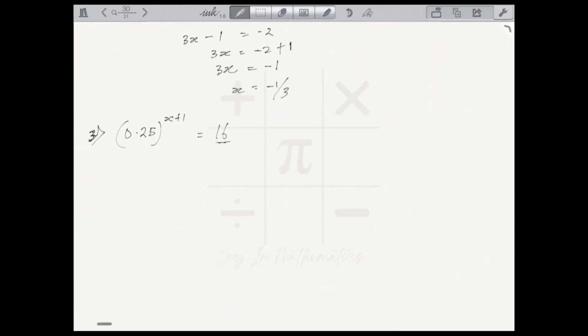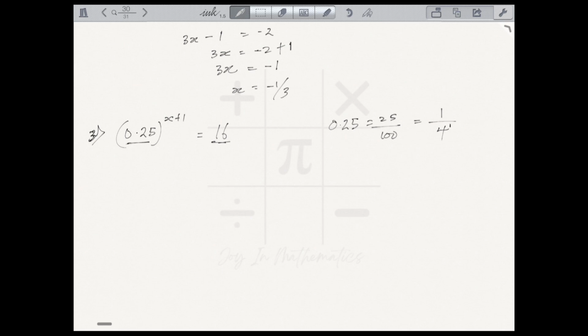We have 16 and we have 0.25. So which base are we going to use? Is it 2? Is it 4? Is it 5? Could it be 6? Could it be 3? Could it be 7? But then let's look at it together. 0.25 is 25 over 100, right? 25 over 100 is 1 over 4. 1 over 4 is the same thing as 4 raised to power minus 1.